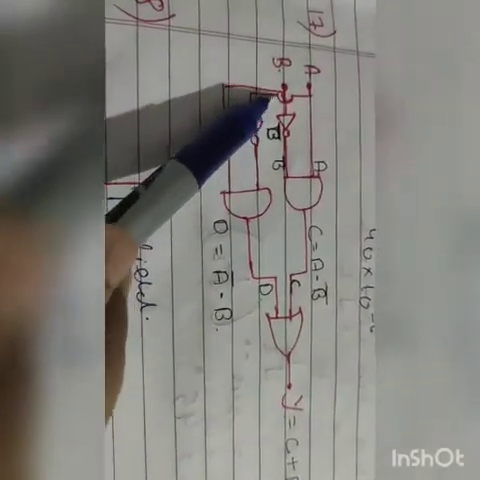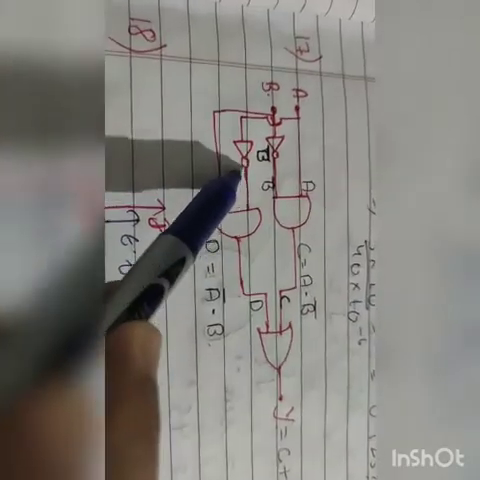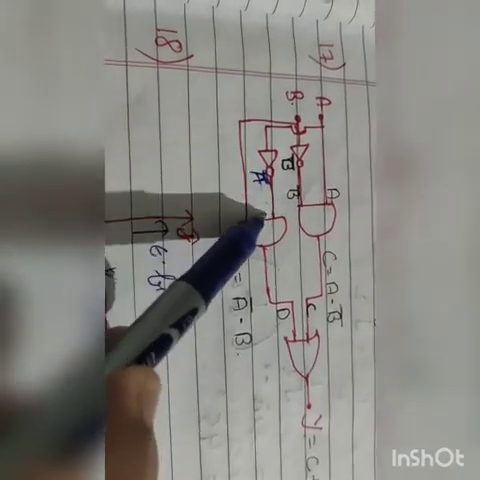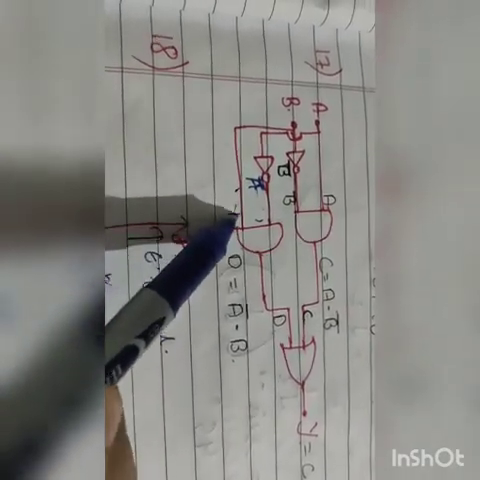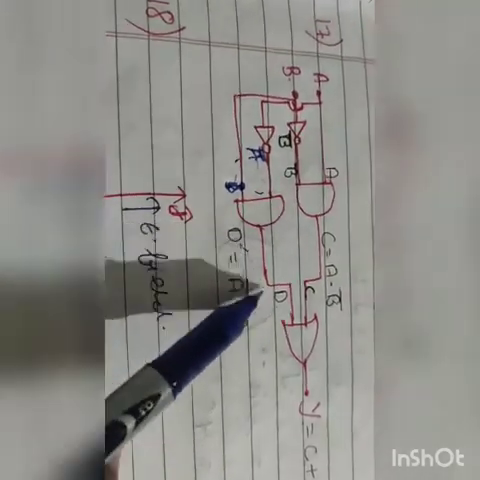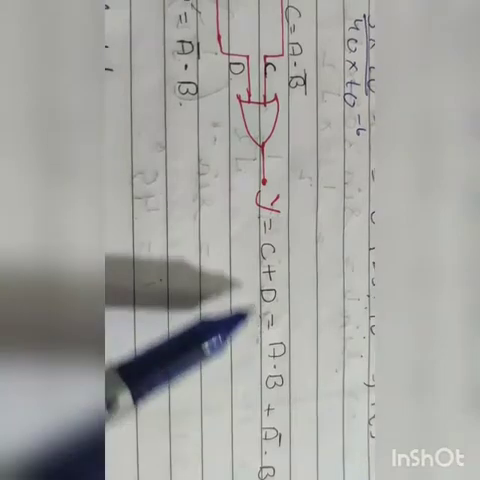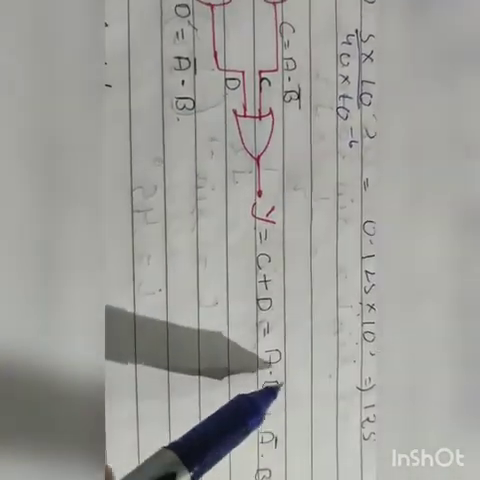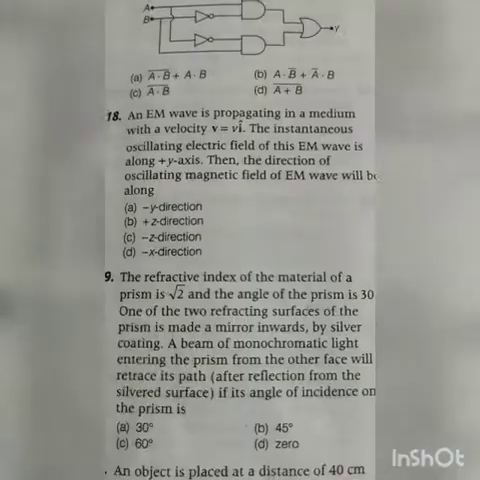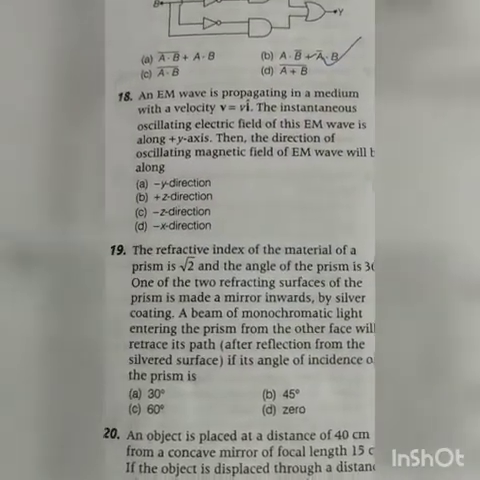Now in this case, from B you can see this A converts to A dash. So A dash is input here, and B is another input with no dash. So it now comes to be D. So C plus D. So we can see here it's not AB, it is AB dash, and here A dash B. So we can see here AB dash plus A dash B. Here is the answer.